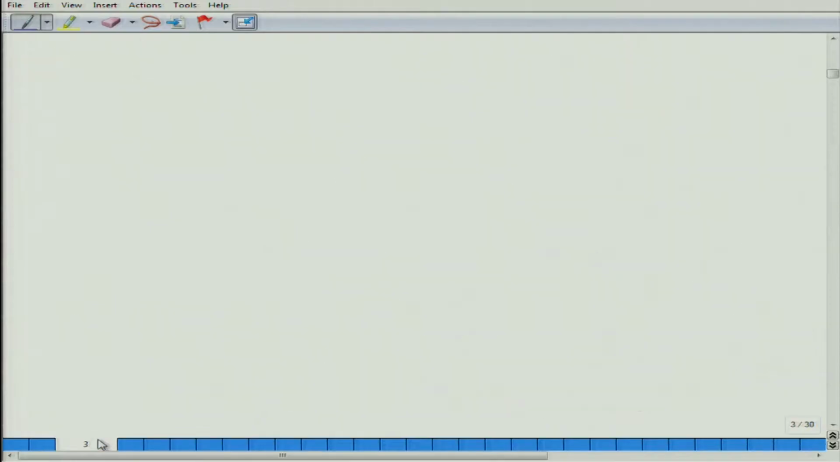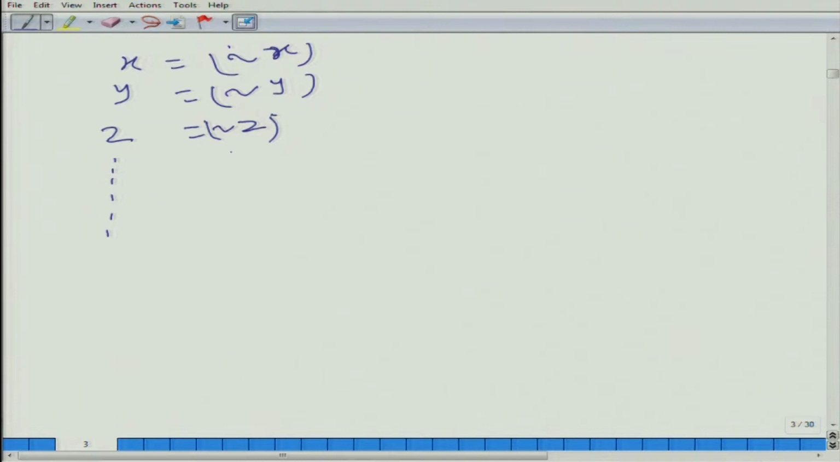Because what you can do, let us say what we did, we just picked x, we can pick y, we can pick z, and so on, and with x we will get one indifference set, with y we will get another indifference set, with z we will get another indifference set, and the whole consumption set can be described as the union of these indifference sets. Is it clear?